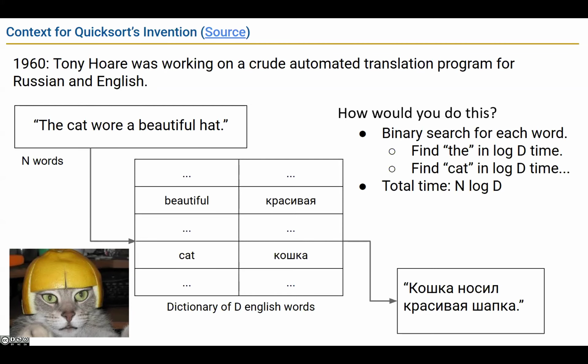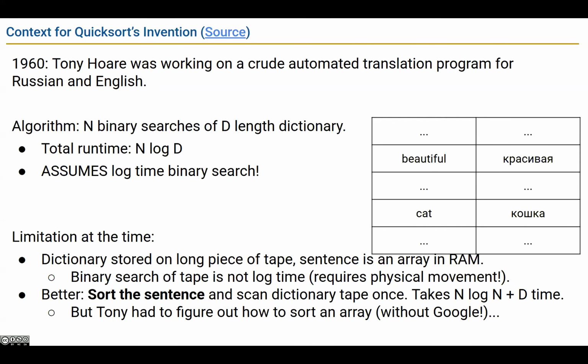But in the old days, it would actually take a long time to find it, because memory was stored on a ticker tape, and it would take time to move the ticker tape back and forth to the right spot. You would need to look through the dictionary, and it takes a long time to move to the right spots. So what turns out to be better is that you sort the sentence first, and then you look through the dictionary tape once. Instead of going back and forth to find the right item in your hash map, you just look through the items one at a time, and you can find the items that way.